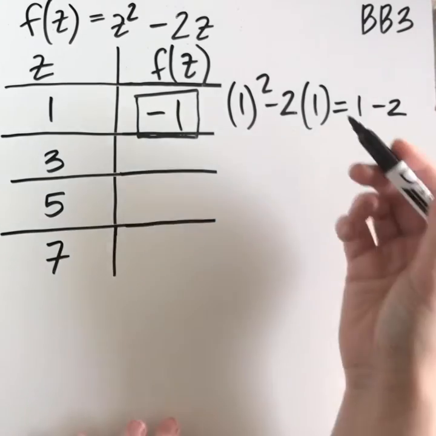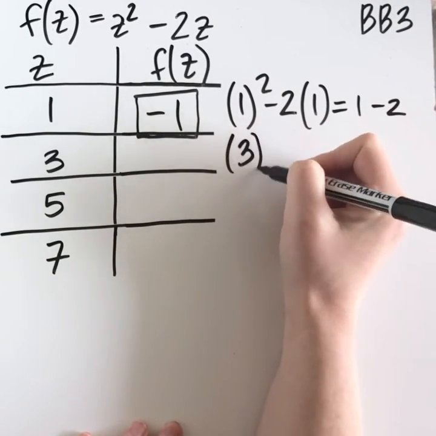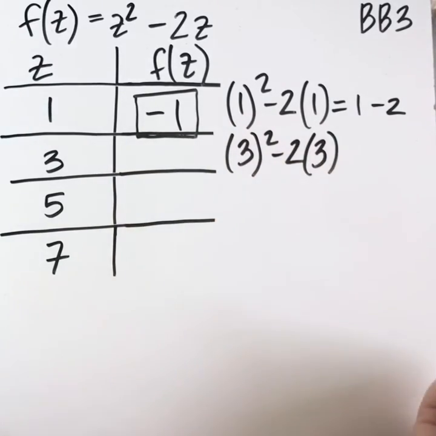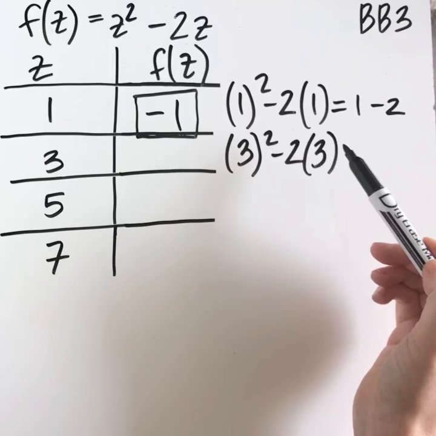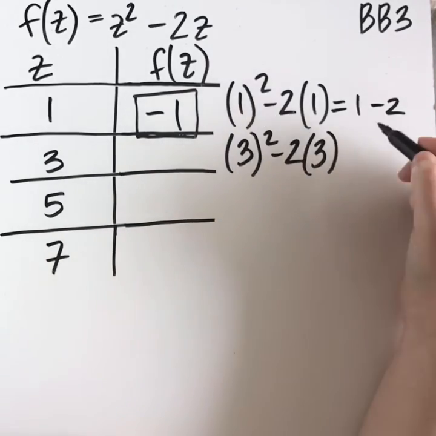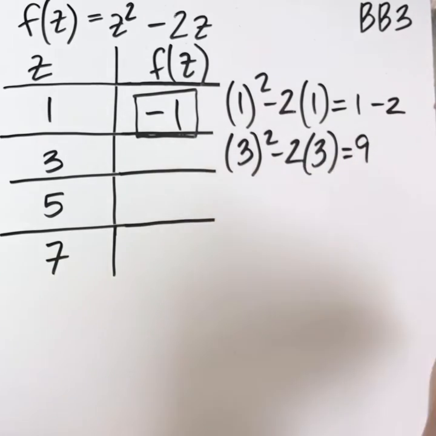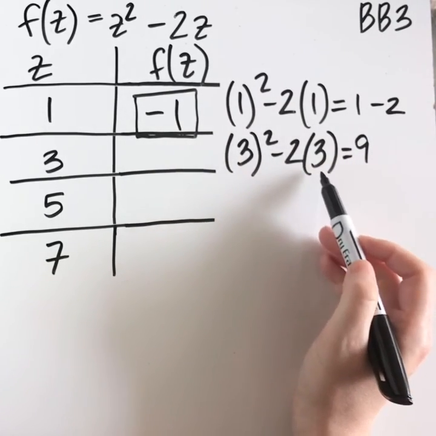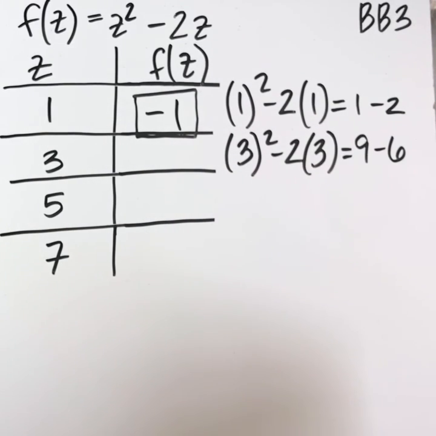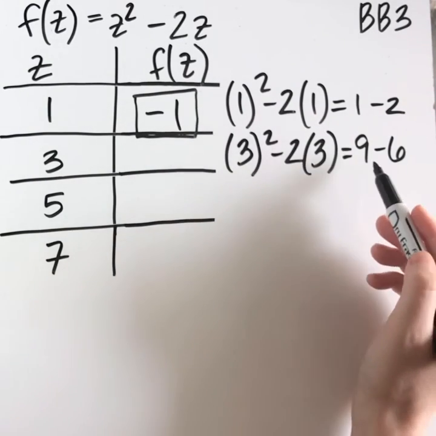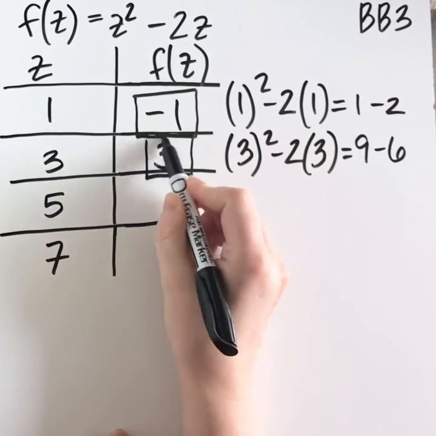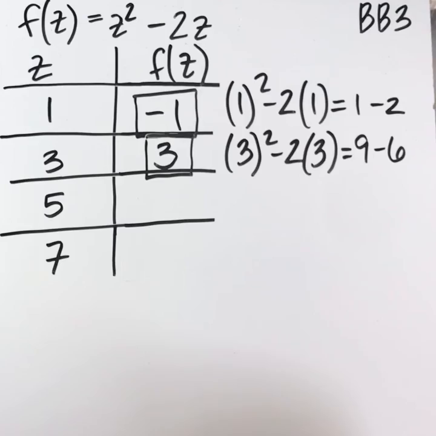Let's try the next one. This time we've got 3 squared minus 2 times 3. Again, we have to do the exponent, then the multiplication, then the subtraction. So 3 squared will give us 9. Negative 2 times positive 3 will give us the negative 6. Now we can perform the subtraction. 9 minus 6 leaves us with 3. So that's what would go in the box.